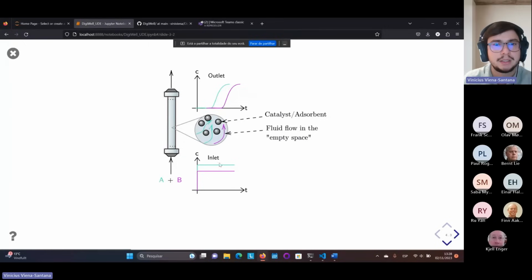So by introducing a mixture of A and B into the column, they pass through the adsorbent, and by the different affinities to the solid phase, they exit the column at different times. So that's the principle we use to separate substances in this kind of setup.